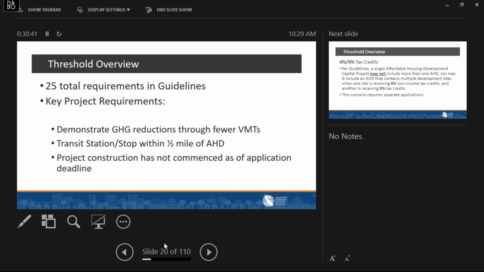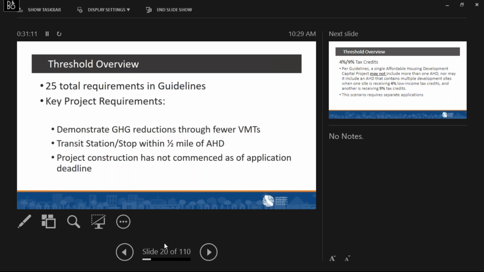We have 25 total threshold requirements in our guidelines, so they're a pretty high barrier here to make sure that these projects both fit the goals of the program and are really shovel ready, is what they're looking at. Some of the really key project requirements are that you demonstrate greenhouse gas reductions by reducing vehicle miles traveled. All of our projects do this by the basic design of the program.